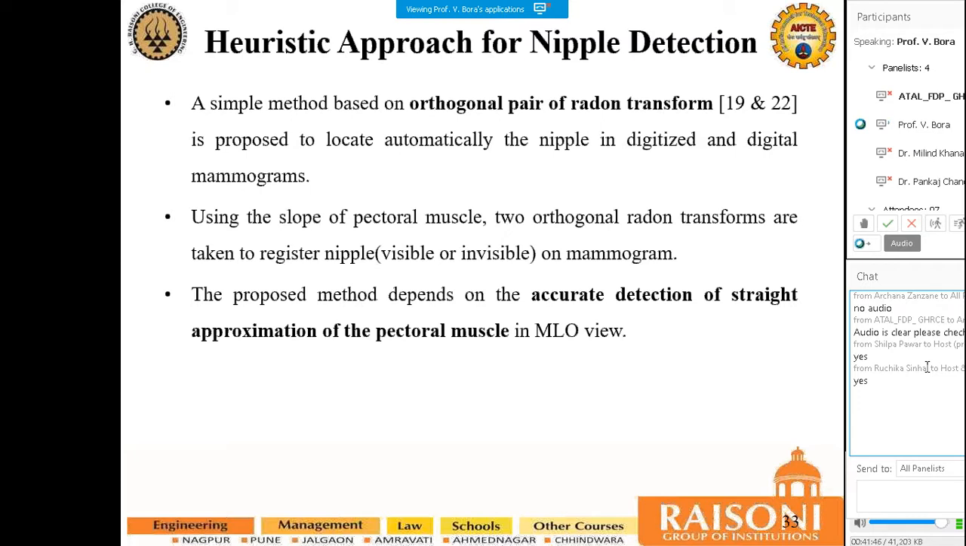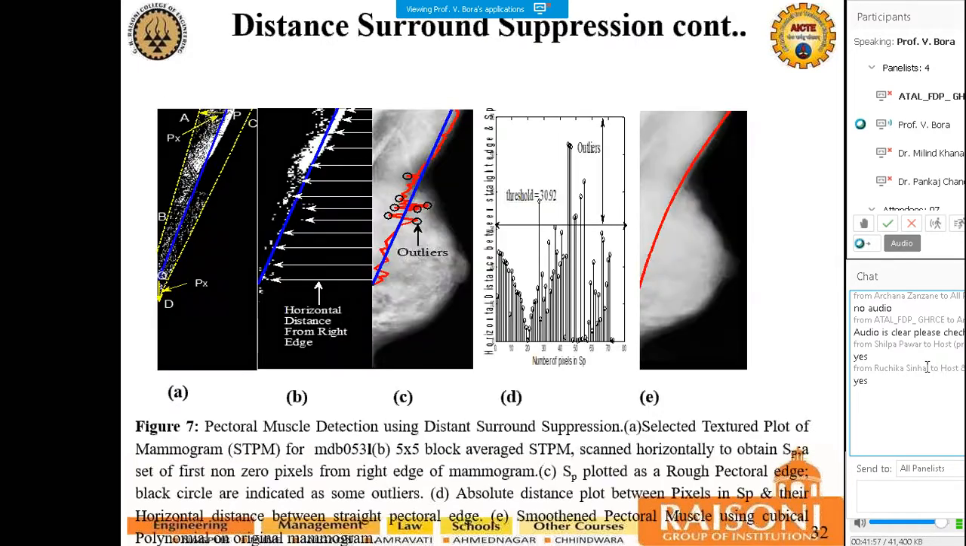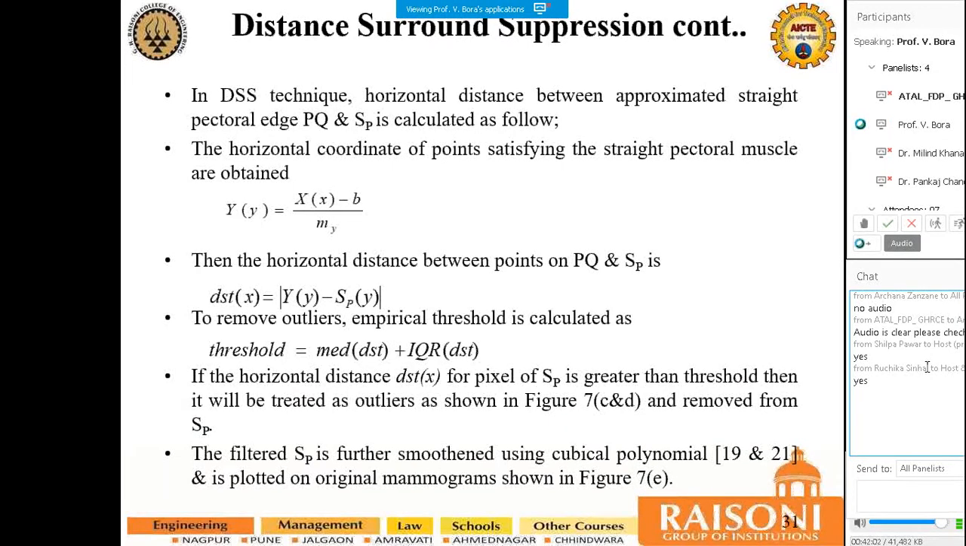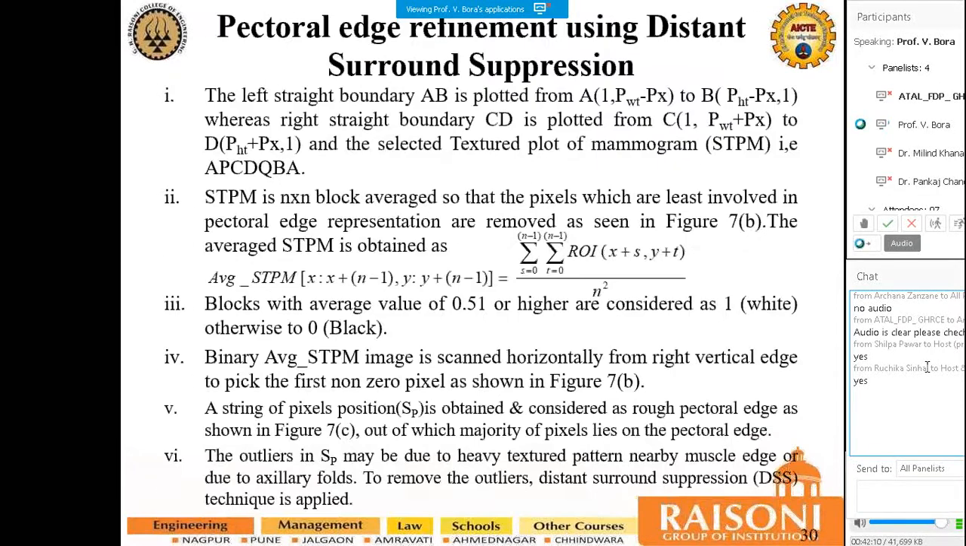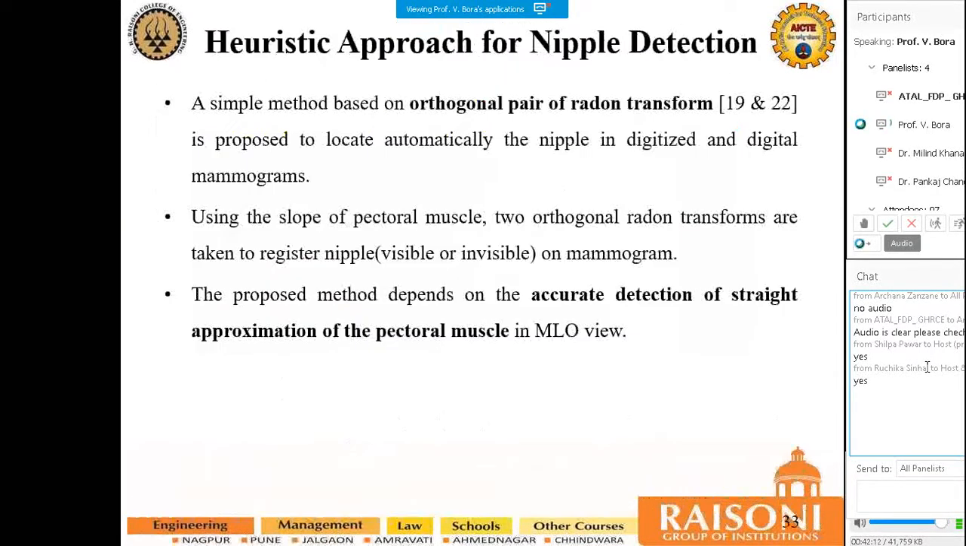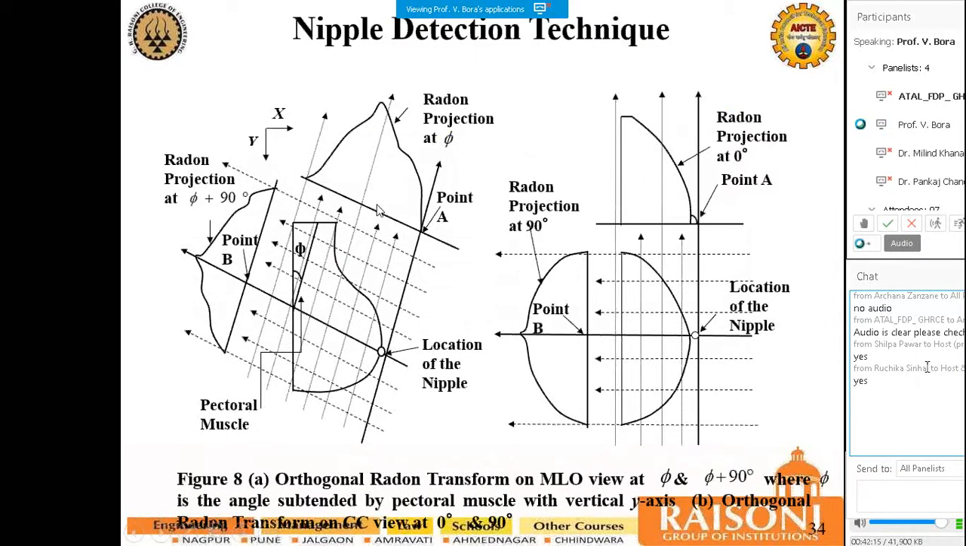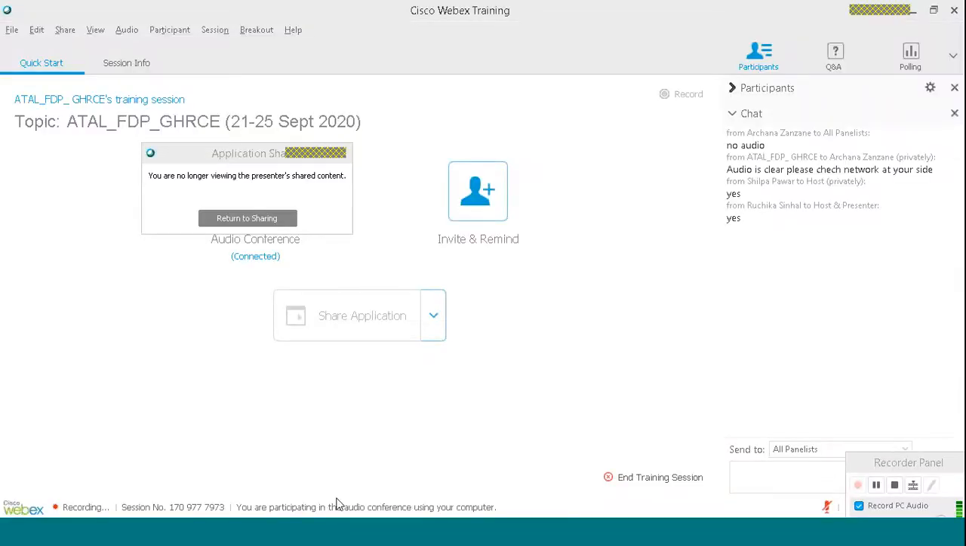So the proposed method depends on the accurate detection of the straight line approximation of the pectoral muscle. So definitely this distance based separation technique or the texture plot technique works very well. So this slope is very important, the slope of this straight line, because based on the slope of the straight line, the radon transform is applied in the CAD system. So how does it work here? For example, this is your MLO mammogram, and this is the pectoral muscle. For example, the slope is phi.